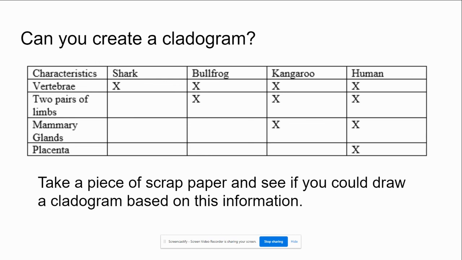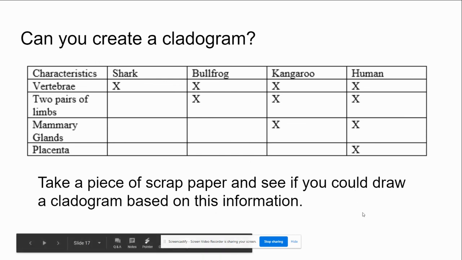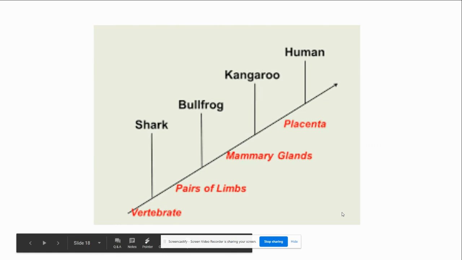So if you want, you could pause the video right now and see whether you could draw the line. Could you draw the branches? Could you put the characteristics in? You could stop the video and see if you could do it. But there's the answer. Looks a little blurry.